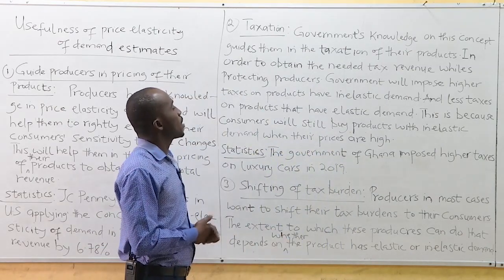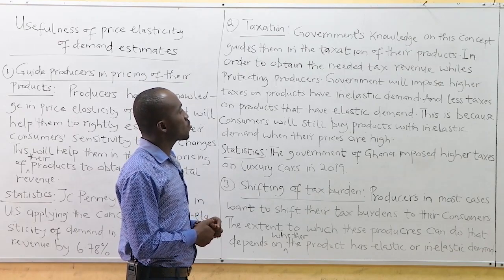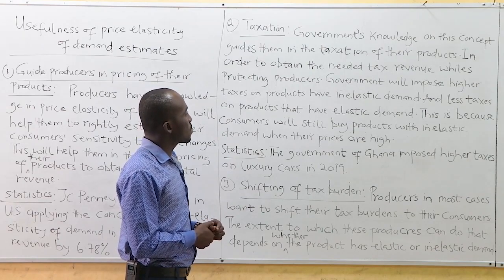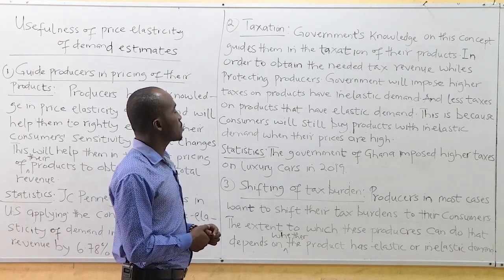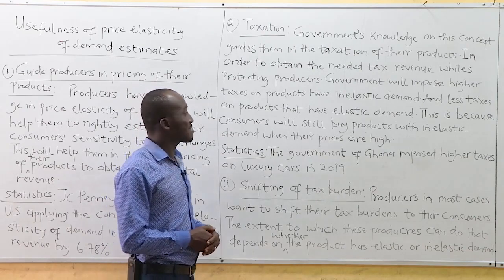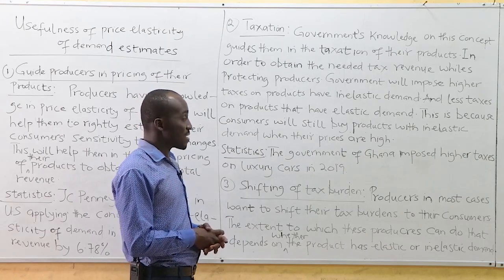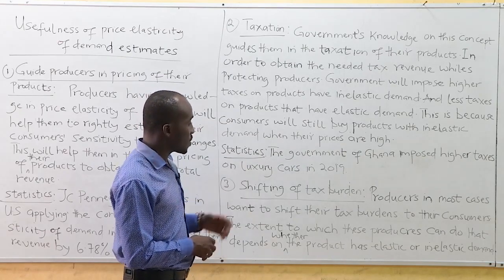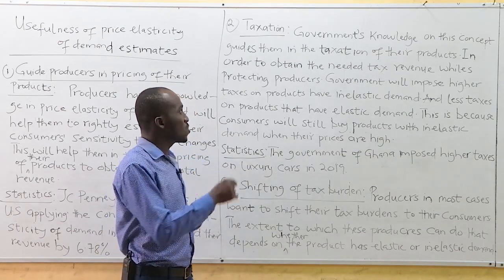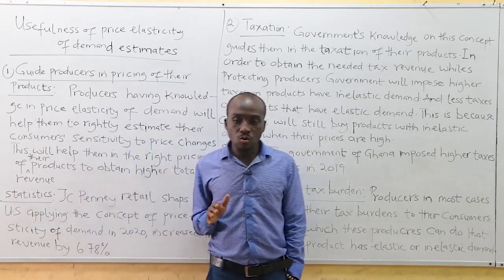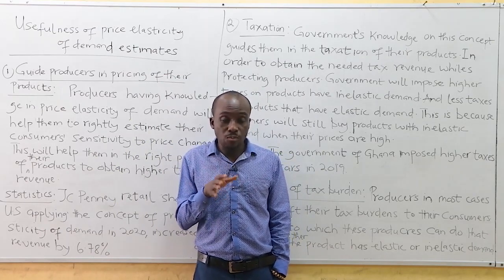Number two, taxation. Government's knowledge of this concept guides them in the taxation of products. In order to obtain the needed tax revenue while protecting consumers, government will impose higher taxes on products that have inelastic demand and lower taxes on products that have elastic demand. This is because consumers will still buy products with inelastic demand when the price increases. For instance, the government of Ghana imposed higher taxes on luxury cars in 2019. So one of the things is taxation. Government will not just wake up from bed and tax products. No. Experts will look at the goods that people are consuming in the country.